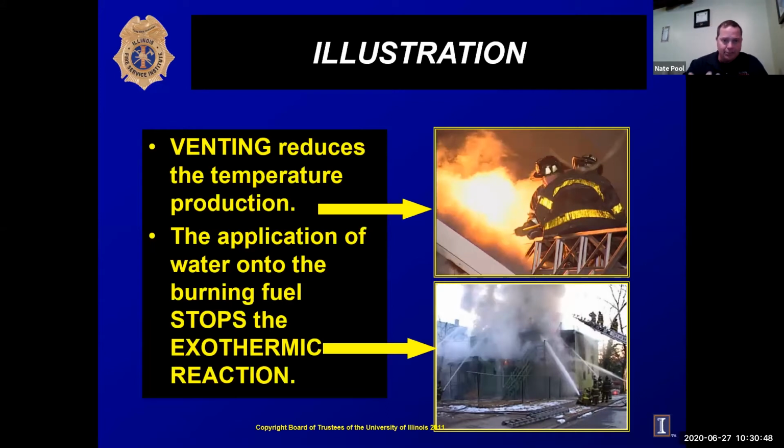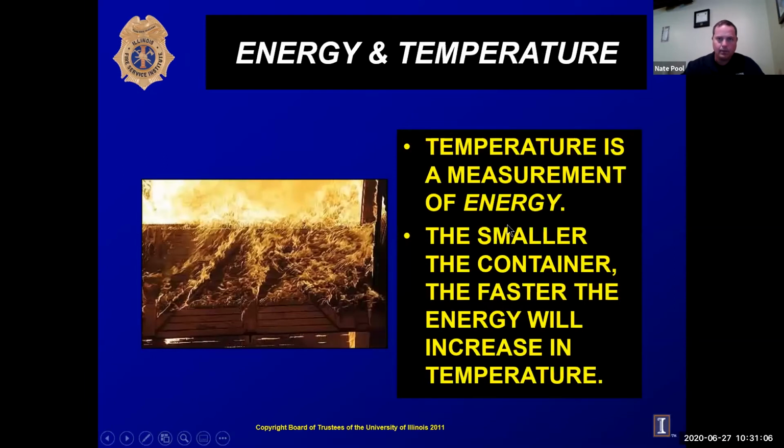So ventilation, we can reduce the temperature production, and the application of water into the burning fuel stops the exothermic reaction. So we're talking about the fire tetrahedron in there, and we're introducing water and stopping part of that exothermic reaction. Temperature is a measurement of energy, and the smaller the container, the faster the energy will increase in temperature. And that should be well understood. If you have a small room with a lot of stuff to burn, as the energy and temperature increases in that smaller room, if you had the same amount of material in a larger room, that energy and temperature wouldn't increase at the same rate.